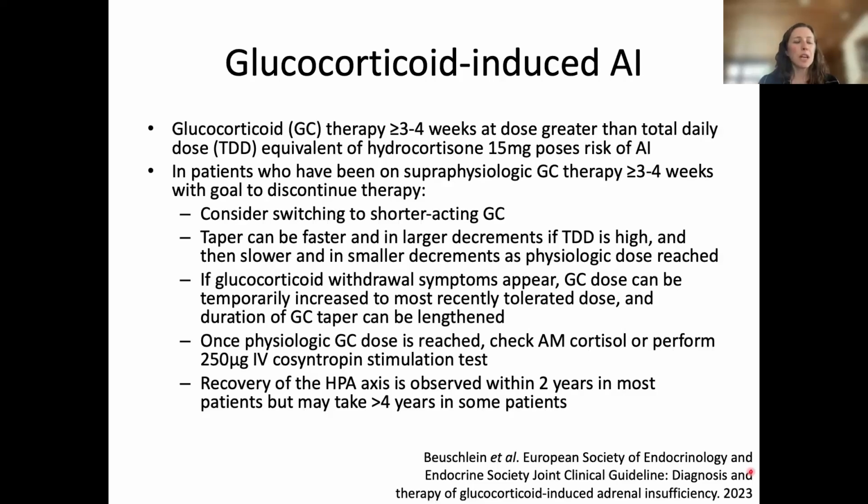Once the physiologic glucocorticoid dose is reached, you can check an AM cortisol or perform a 250 microgram IV cosyntropin stimulation test. And the recovery of the HPA axis is observed within 2 years in most patients on chronic glucocorticoids, but somewhat frustratingly can take years, many years, over 4 years in some patients in terms of the recovery of the HPA axis.